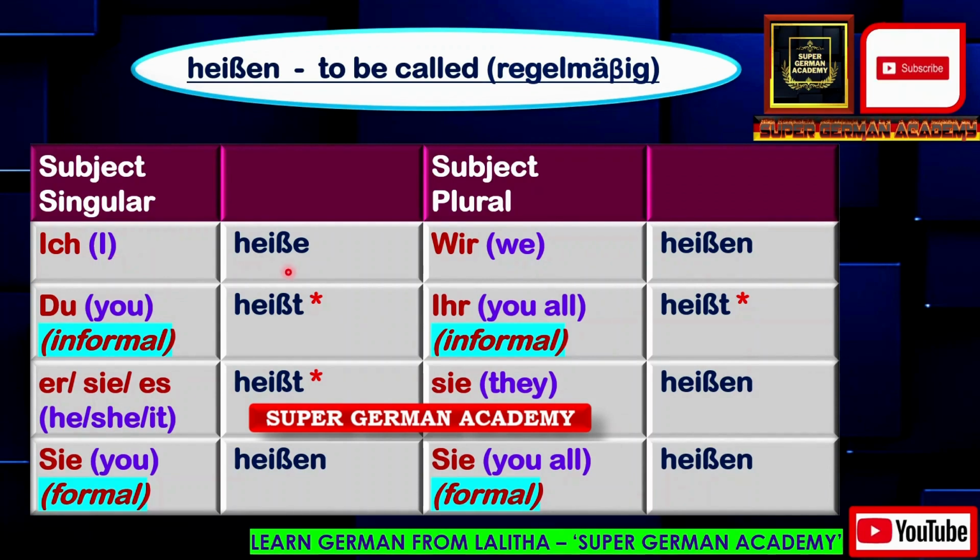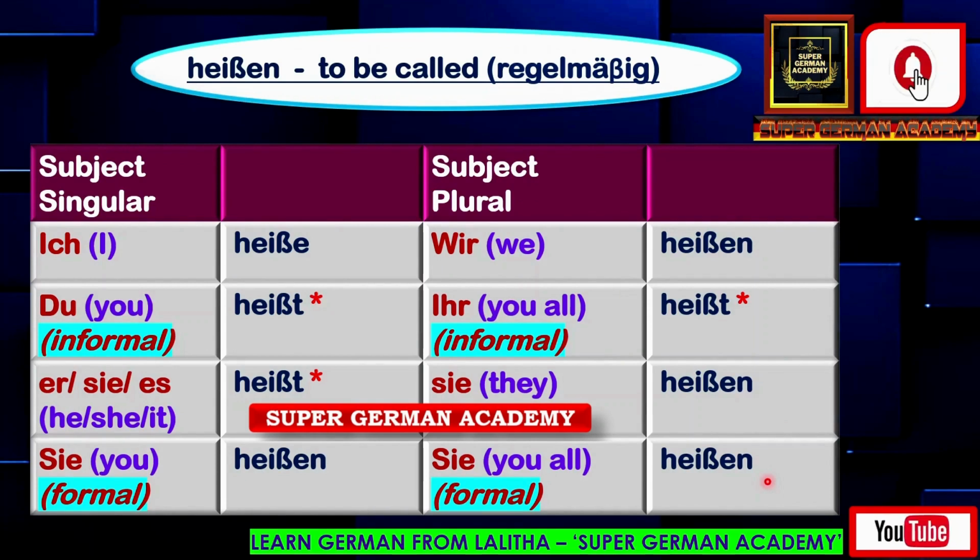Here, ich heiße means I am called. Du heißt means you are called. Er heißt means he is called. Sie heißt means she is called. Es heißt means it is called. Sie heißen, this is formal you, it means you are called. Wir heißen means we are called. Ihr heißt means you all are called, this is informal you all. Sie heißen, that is they are called. Sie heißen, here formal you all, means you are all called.